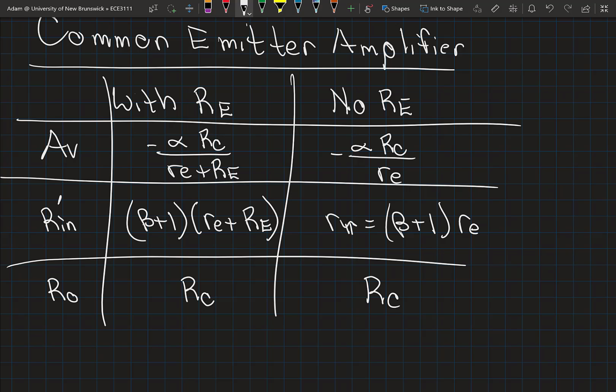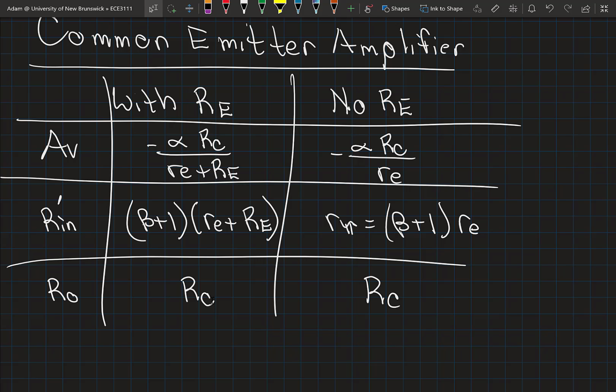Again, it depends on the value of the collector resistor. Some common circuits may have a collector resistance of 1 to 2K. So in that sense, the output resistance might be a little high. From that perspective, maybe this isn't a great voltage amplifier because its output resistance is not what we would ideally like to see, which is 0.